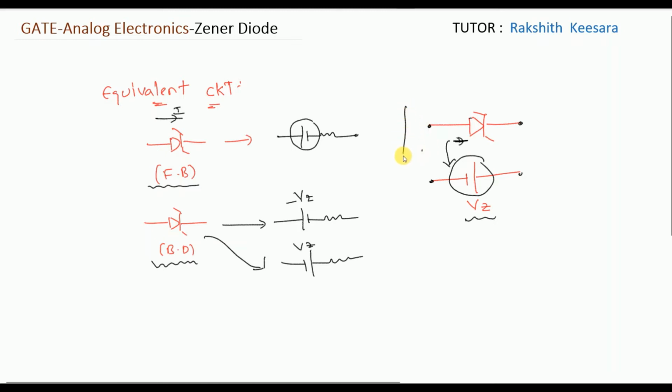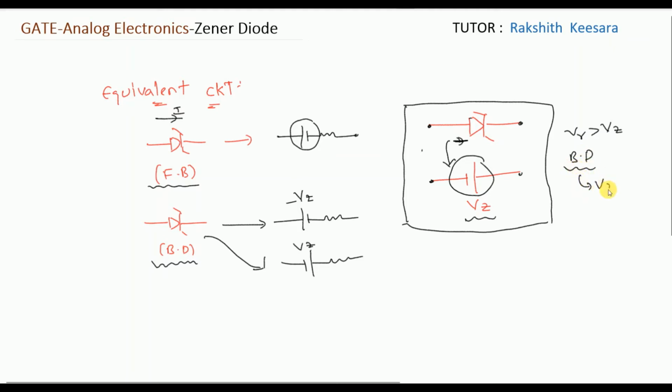So forget all things, just remember these two. Whenever reverse voltage is greater than Vz, it will operate in breakdown region. In breakdown region, it will limit the voltage to Vz, or regulate the voltage to Vz. So this is the equivalent representation of the Zener diode under breakdown region. Is it okay, guys?